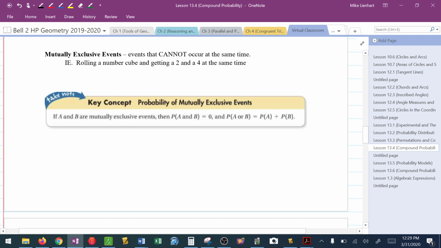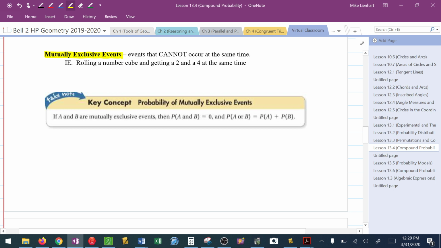Next thing we want to define is this idea of something called mutually exclusive events. These are events that cannot occur at the same time. For example, I can't roll a number cube and get a 2 and a 4 at the same time. I could get a 2 or I could get a 4, but I can't get them both at the same time. This leads us to our second way of thinking about these.